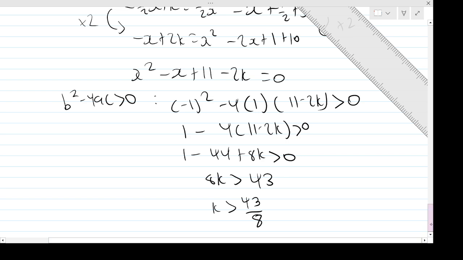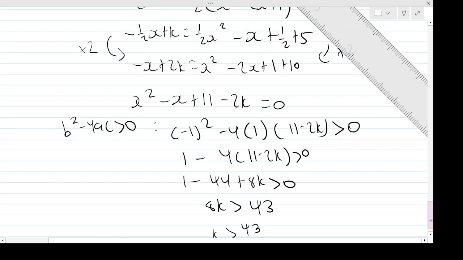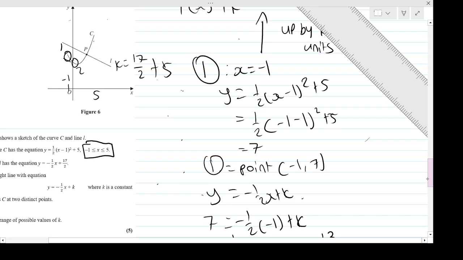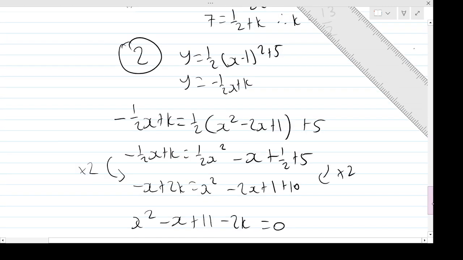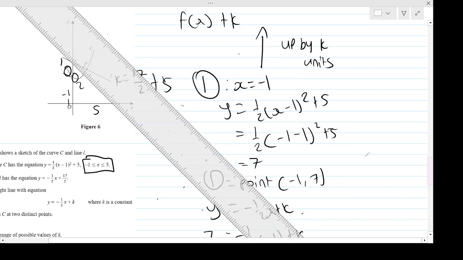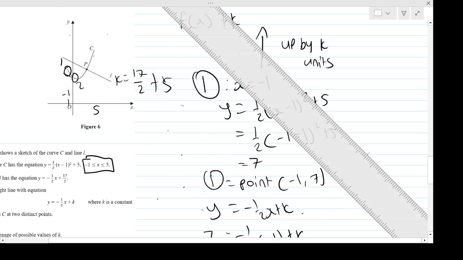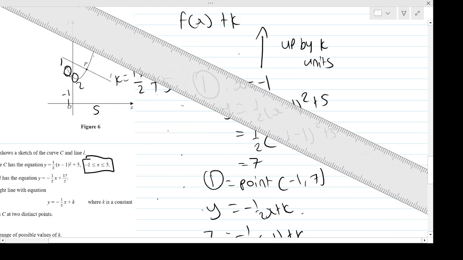Okay, so that's telling you then the point where k is where the line for that value of k, there's two distinct points where the curve intersects with the line, with this ruler line here. Remember, once again, we visualized it.